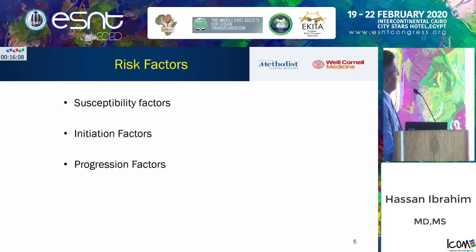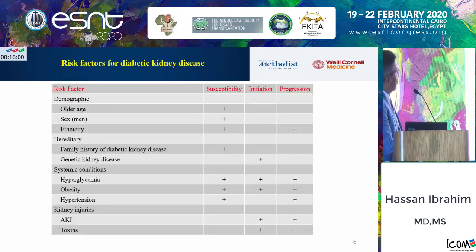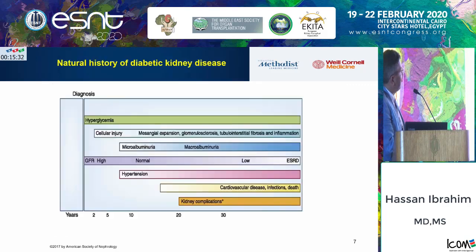So why do people develop diabetic nephropathy? Only 1 out of 3. Well, there are susceptibility factors, initiation factors, and progression factors. And certainly older age, men, certain ethnicities are more likely to get diabetic kidney disease, but people with a family history of kidney disease are also more likely to develop kidney disease. You could look at this list, and this list was the same list 30 years ago, and it's still the same list today. It really hasn't changed much in terms of what we know about diabetic kidney disease.